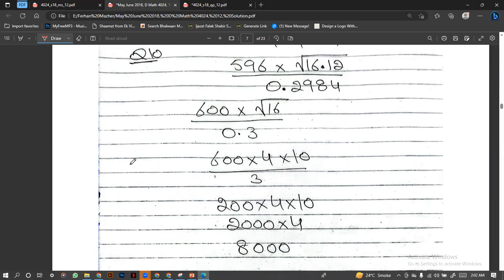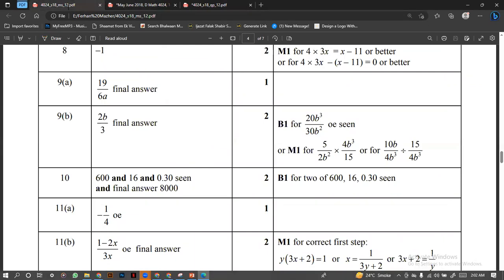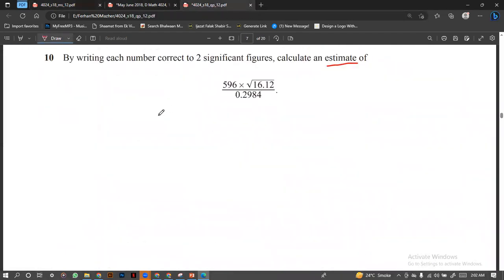So now you do the calculation, 600 and 3 are cancelled with each other. So you will have 200 multiply 4 multiply 10, that is 2000 multiply 4, that is 8000. So our answer is 8000. 8000 is the final answer, sir. Our answer is right. This is the solution.